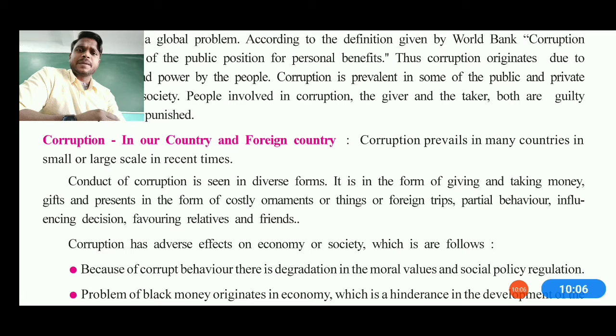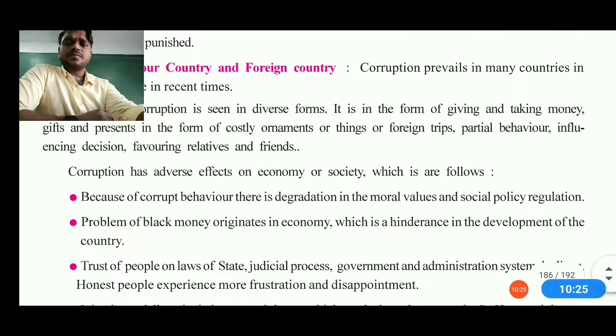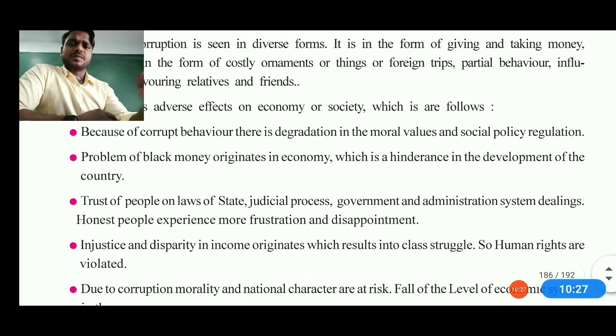Gifts, presents, costly ornaments, property, foreign trips, or partial behavior influencing decisions, somehow this is also a kind of corruption. So we can understand that corruption has an adverse effect on the economy and society, which can be seen as follows. Now I'll show you how corruption is making it possible.